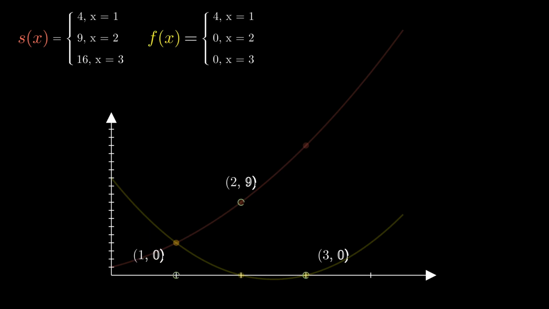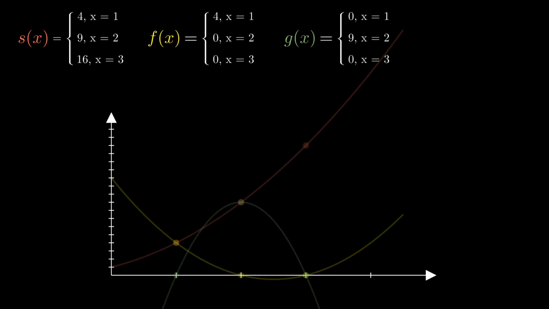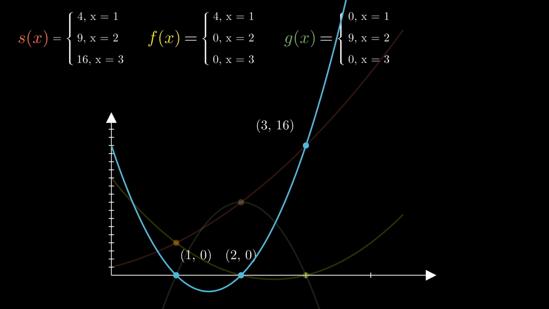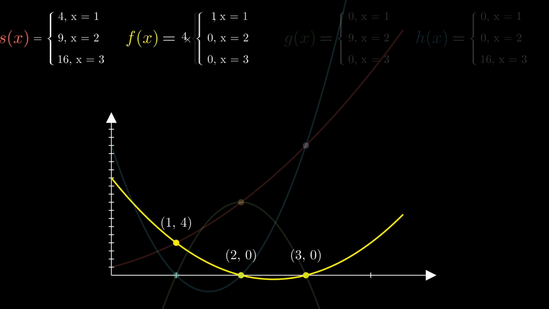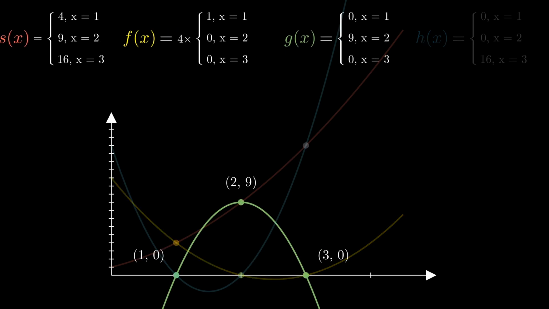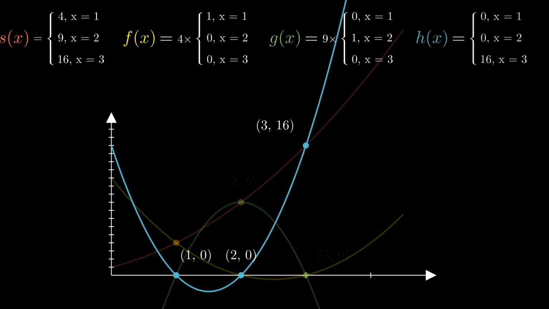Next, we have g(x), which has a value of 9 at x equal to 2 and 0 at x equal to 1 and 3. And lastly, h(x), which has a value of 16 at x equal to 3 and 0 at x equal to 1 and 2. If we add the values of these 3 quadratic curves at x equal to 1, 2, and 3, we will get the values that satisfy S(x). We can rewrite these 3 functions such that we can generalize Lagrange interpolation for any number of points later.